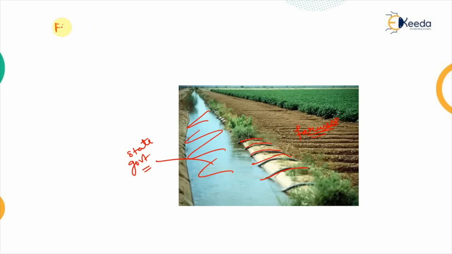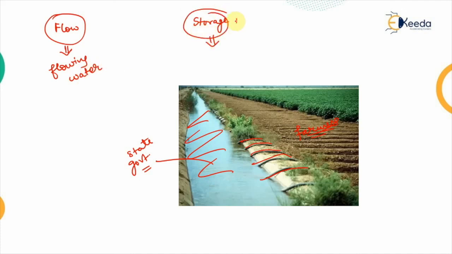Now there are two types of duty, the flow duty and the storage duty. The normal duty that we are discussing is the flow duty, that means the irrigation that can be carried out because of the flowing water. While the storage duty comes out when the water is stored, as the name itself suggests, that means how much area can be irrigated with the help of the water which is stored behind a reservoir or in a reservoir.